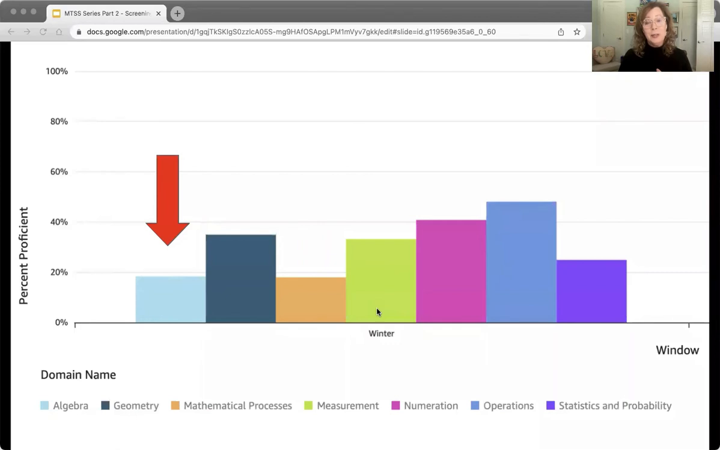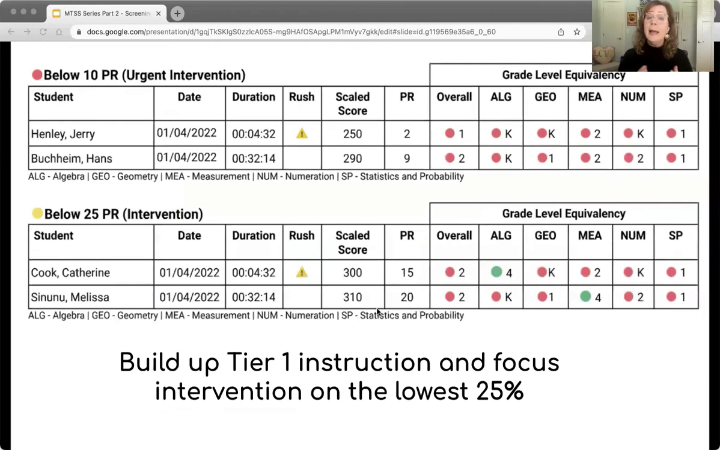Look at your screener data for trends, right? Identifying the weakest areas and shifting instructional focus can shore up your Tier 1 instruction over time. For example, when a district sees overall weakness in algebra in seventh grade, work with those fifth and sixth grade teachers to devise an instructional plan to strengthen that area. Now, in the meantime, use data to identify your lowest 25%. Focusing on this group of students is really the perfect starting place.